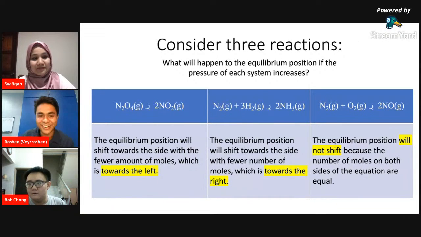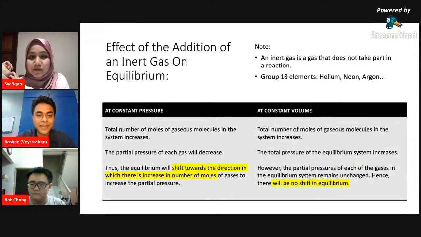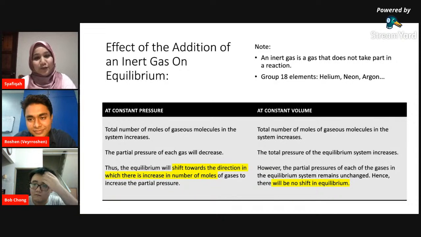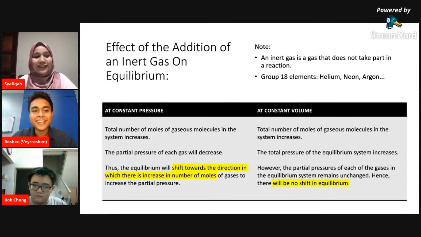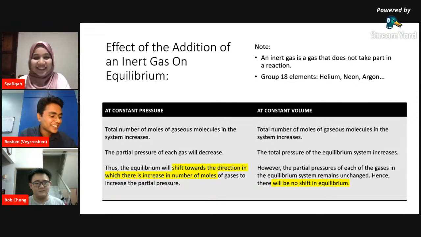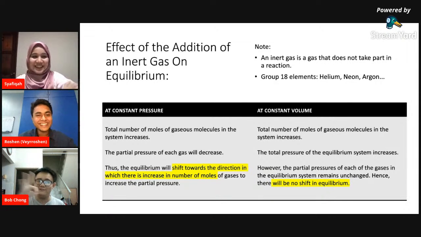So now we'll go on to the effect of adding an inert gas to something that is in equilibrium. But wait first. What is an inert gas? Shaf? An inert gas is an element that is in group 18 that has already achieved a stable octet or duplet electron arrangement, like what we learned in Form 4. People forget, okay. Later, question and answer session, Shaf handles.